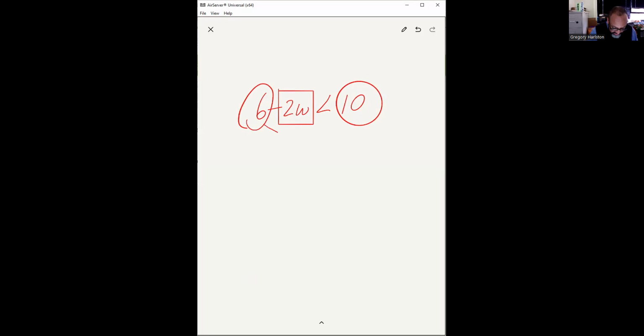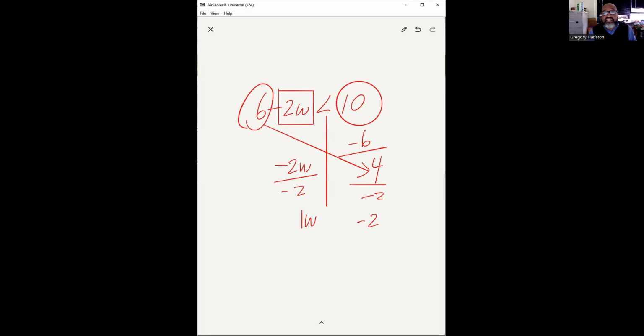So I'm going to take this and move it across. So this is going -6. So 10 minus 6 is going to be 4. And then we got a negative 2w. Remember, when you subtract by a negative, so this is going to be 1w. And 4 divided by -2 is going to be a -2. But when you divide by a negative number, you've got to flip the inequality. So it should be w is greater than -2.